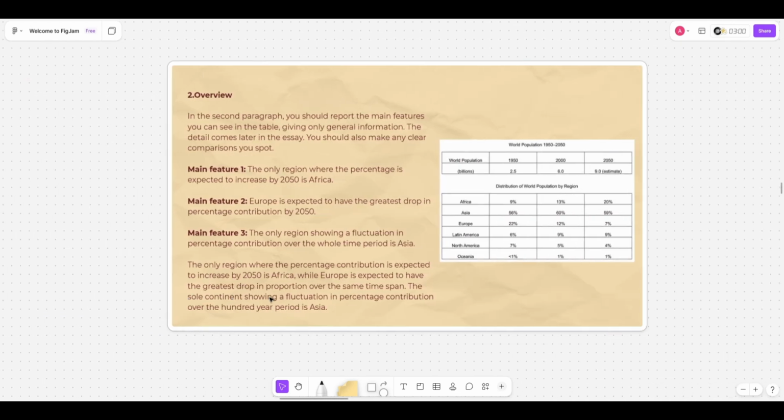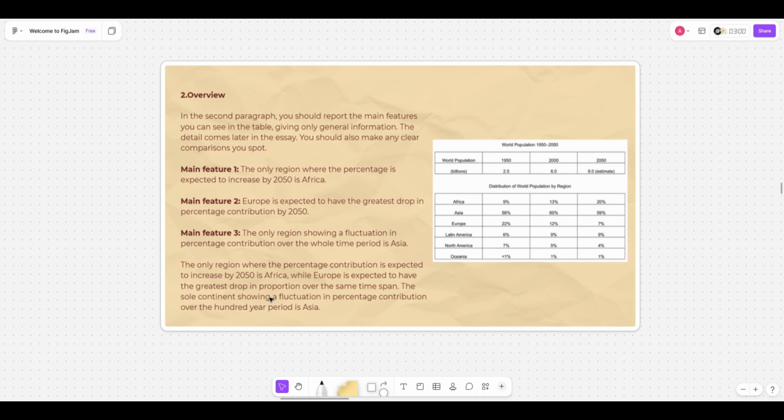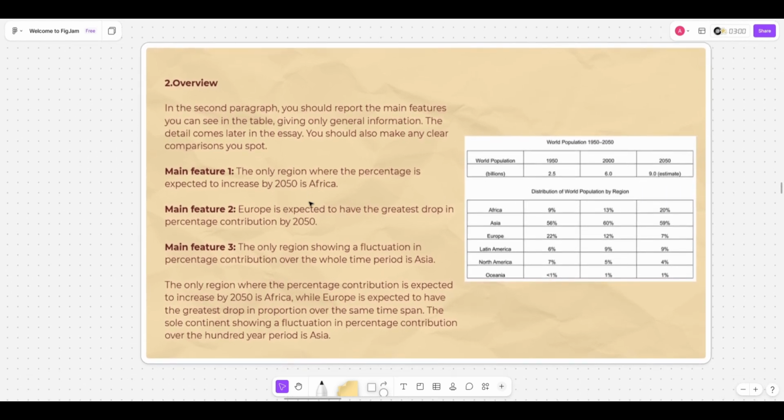And now for the overview, your most important paragraph. This is where you identify the key trends from the table at a general level without specific numbers. Looking at our tables, 3 main features stand out. Main feature 1 is that the only region where the percentage is expected to increase by 2050 is Africa. Main feature 2 is that Europe is expected to have the greatest drop in percentage contribution by 2050. And for the last and third feature, the only region showing a fluctuation in percentage contribution over the whole time period is Asia.